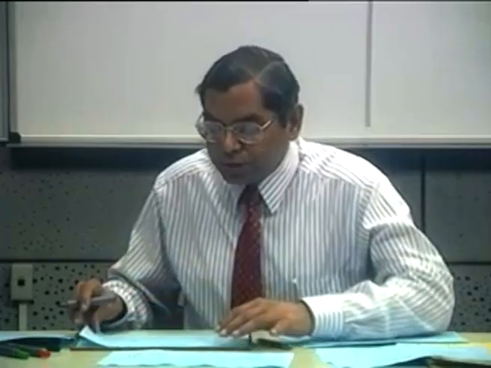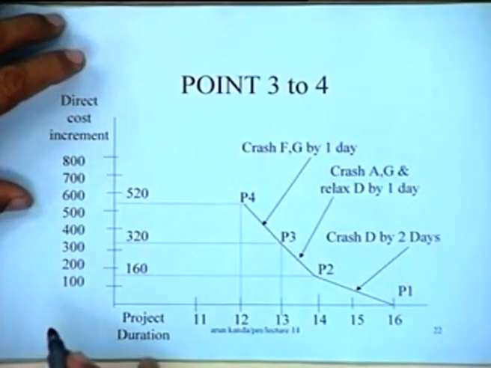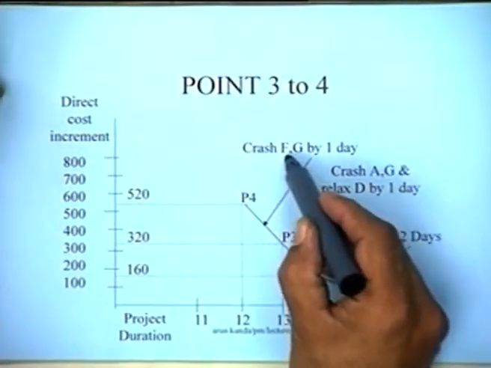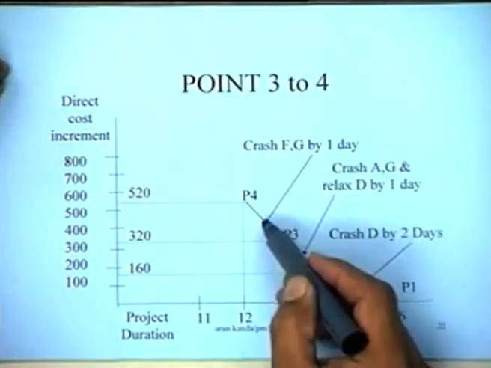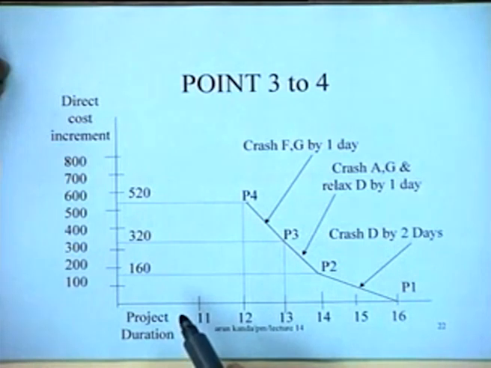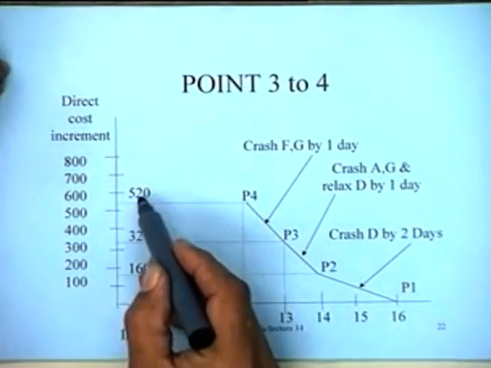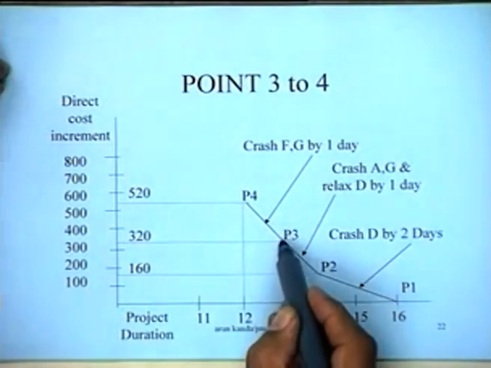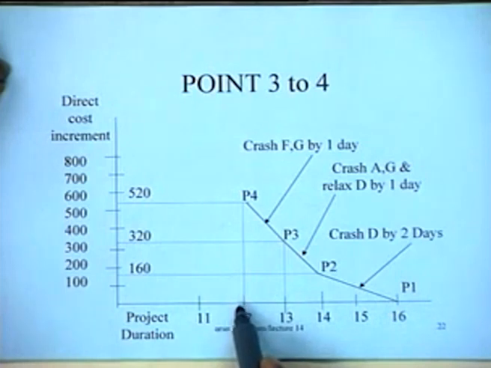We now move from point 3 to point 4. In the movement from point 3 to point 4, what has happened is that we are crashing F and G by 1 day. Crashing F and G by 1 day is equivalent to a cost of rupees 200 per day. So the total cost goes up from 320 to 520, corresponding to point 4.